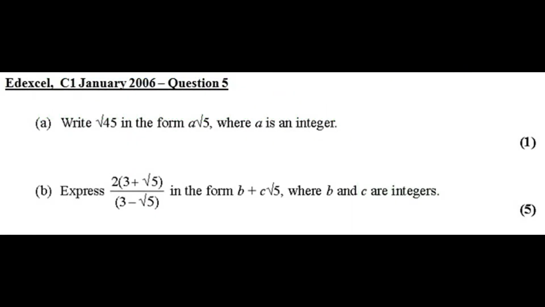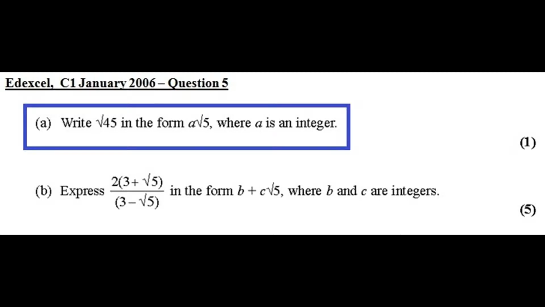Hi, in this video I'm going to do a past examination paper question on surds. So let's have a look at this question. Question 5 part A: write square root of 45 in the form a root 5, where a is an integer. So let's go back to the paper and pen.